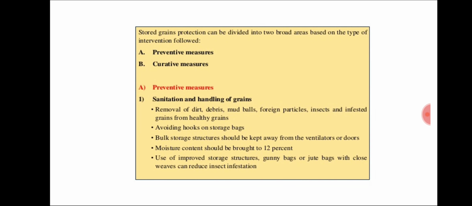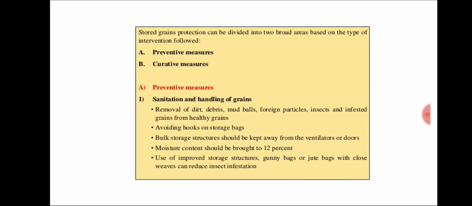Stored grain protection can be divided into two broad categories based on the type of intervention followed. The first one is preventive measures, the second one is curative measures. In the preventive measures: sanitation and handling of the grain, removal of dirt, debris, mud balls, foreign particles, and infested grains from the healthy grain, and avoiding hooks on the storage bag. Bulk storage structures should be kept away from ventilators or doors. Moisture content should be brought to 12%.